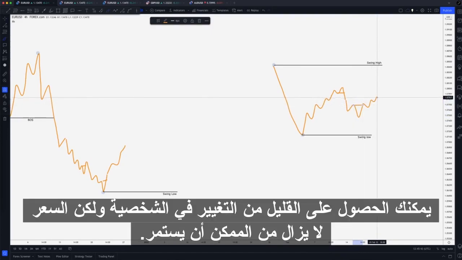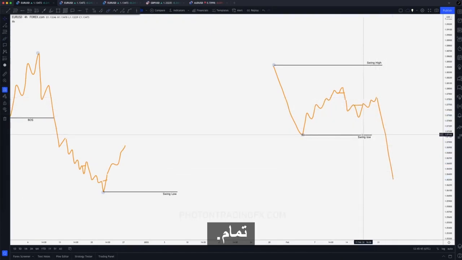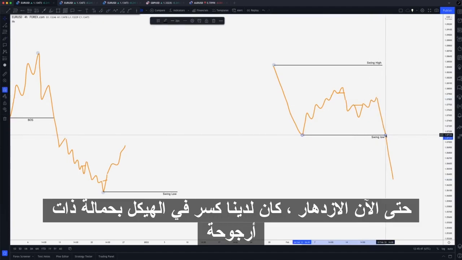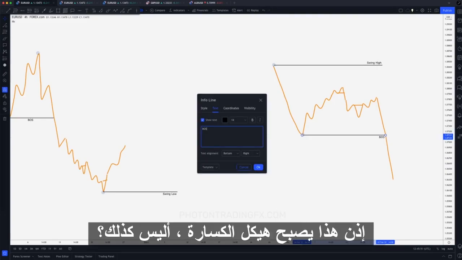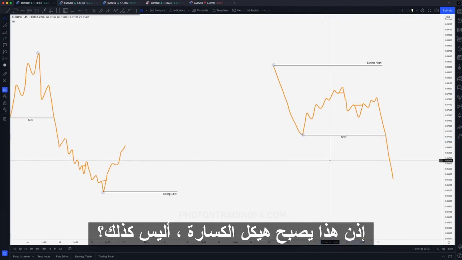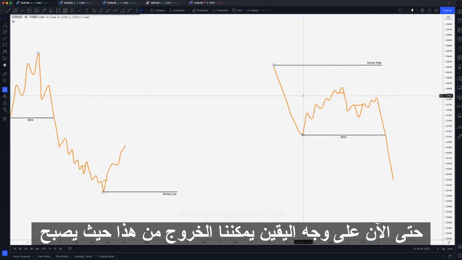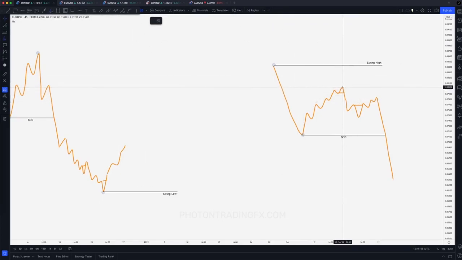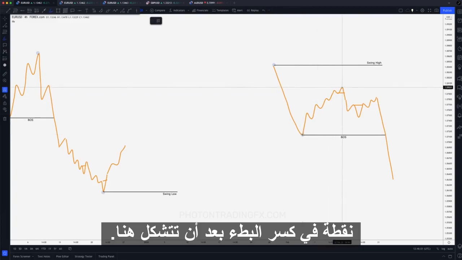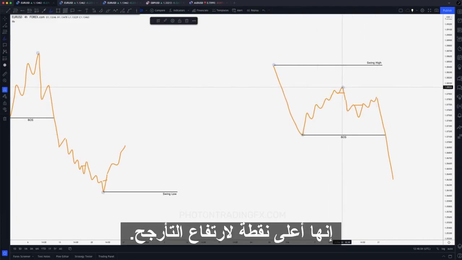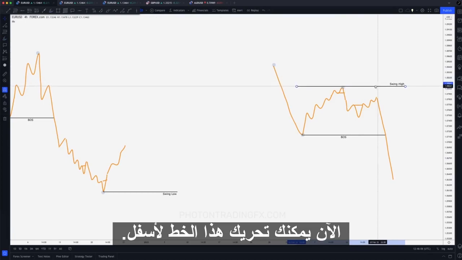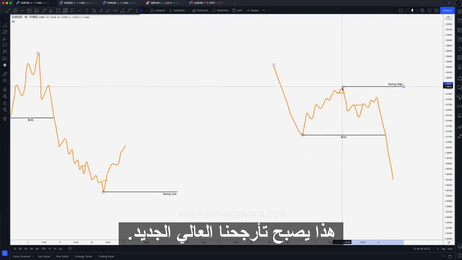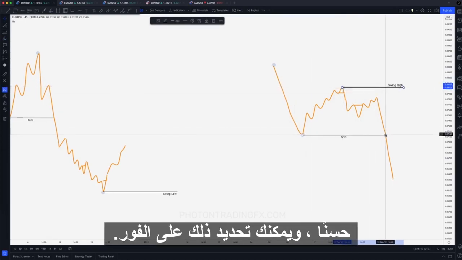You can get a bullish change of character, but price can still go. Okay, so now boom, we have had a break of structure where the swing low has now been taken, right? So this becomes our break of structure. So now with certainty, we can mark out where the swing high is: the highest point that broke this low after it formed, here, okay? It's not here, it's the highest point for our swing high. So now you can move this line down. This becomes our new swing high, okay? And you can mark that out straight away.